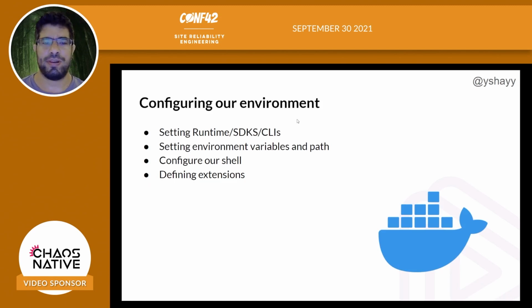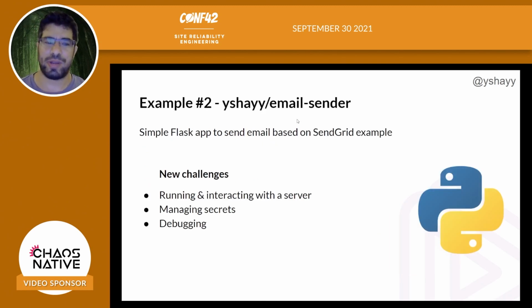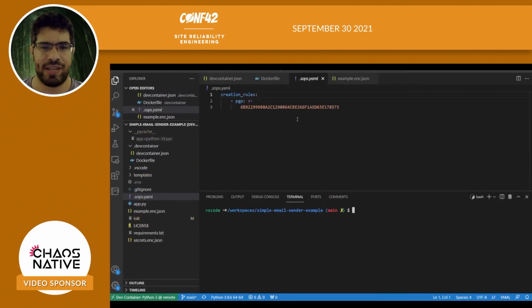So that's pretty cool. But can it work for a more complex project? So yeah, I'm going to show it. The next project is a server app. Still a simple one. It's a Flask app that sends email, based on a SendGrid example. Here we have several new challenges for a good onboarding experience. First of all is running and interacting with the server, because the server is running inside a container. The second one is managing the secrets, because we need an API key for SendGrid. And then there's debugging.